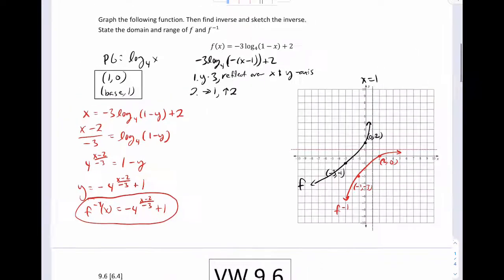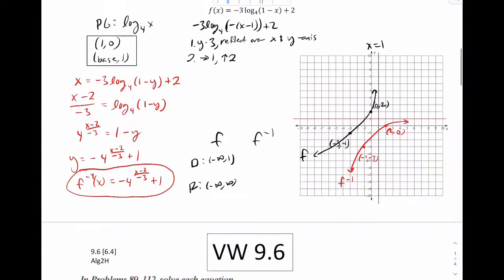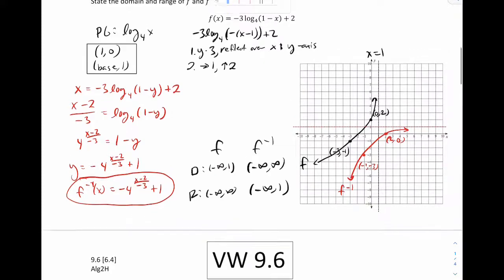Now for the final touches, we need domain and range. So let's make our little chart. f inverse, domain, range. So f is the black line. I can see my domain is negative infinity to 1. And then the range is all real numbers. And I'll do the shortcut. Let's just flip these around, so I know the range will be the domain here. And then the domain here should be the range. And we are done.